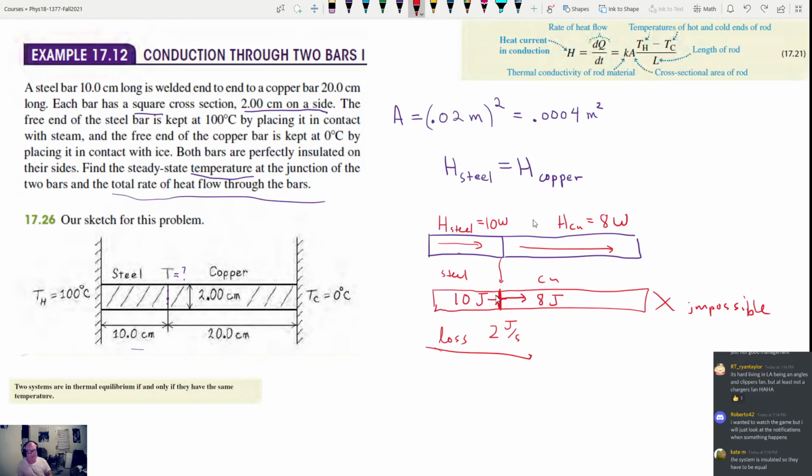So again, my strategy here was to say, let's assume that what Ryan said was wrong, and let's make it 10 watts and 8 watts, and that led us to a contradiction. So that's sometimes referred to as a proof by contradiction. Is that something you guys do in your math classes?